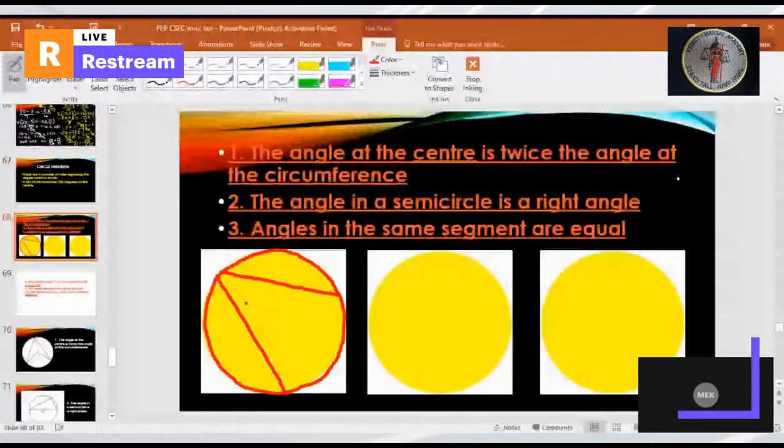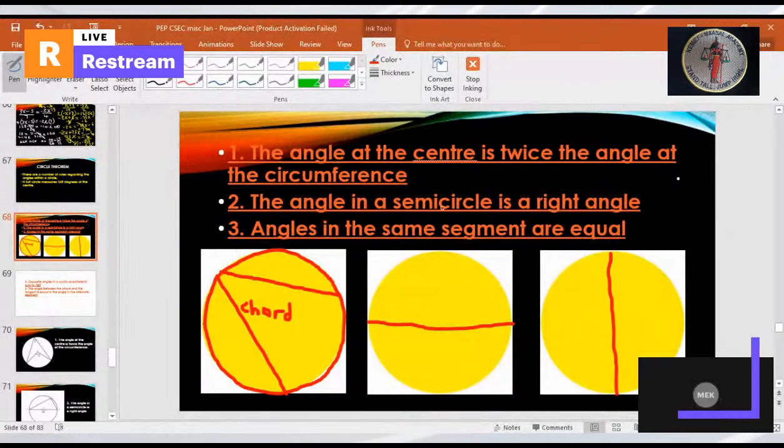Now, there's a special chord in the circle called the diameter, and it cuts the circle into two. The diameter doesn't have to be horizontal. We could have it from top down. It's a straight line, so the diameter could be diagonal in any direction. Once it cuts the circle into two equal parts, that chord is called the diameter. The radius is half of the diameter.